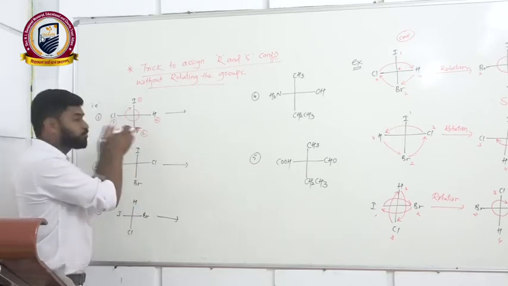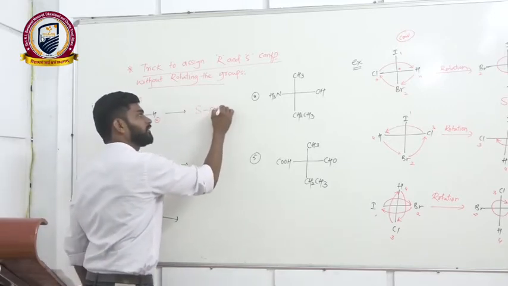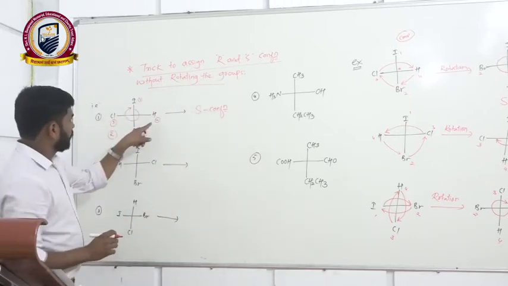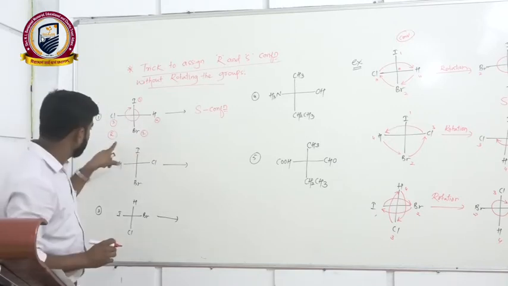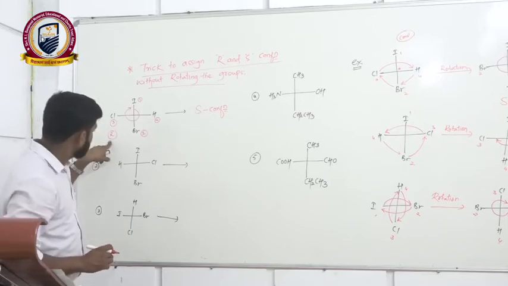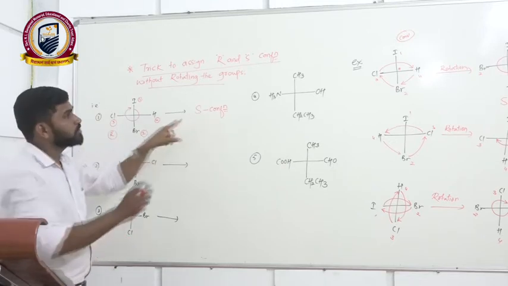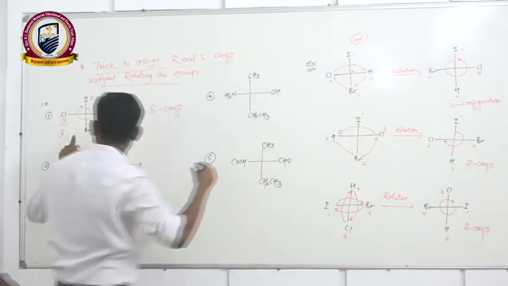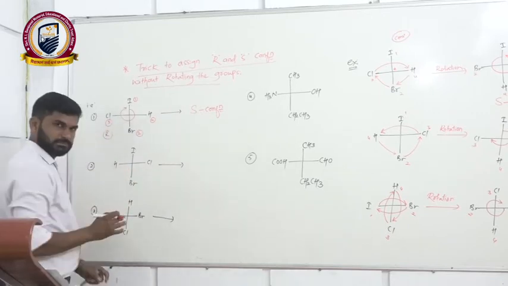So without rotating the groups, what we have got here? R. So you have to write S configuration. It will work for all the compounds. Without bringing the lower priority group to the bottom, you can assign the configuration. You will get R, so write the reverse of that R configuration, you will get S configuration. Now compare this compound with this compound that has S configuration, and this will also be S configuration only. Reverse.